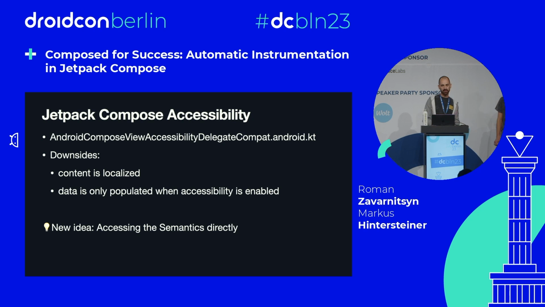Another downside is that Jetpack Compose accessibility is actually disabled by default. So unless you enable it in the Android view system, Android system, it won't be populated. So all the information which we would need is not presented in the APIs we could access. But since we already dug a bit deeper, we also saw the semantics are still there. So why not access them directly?